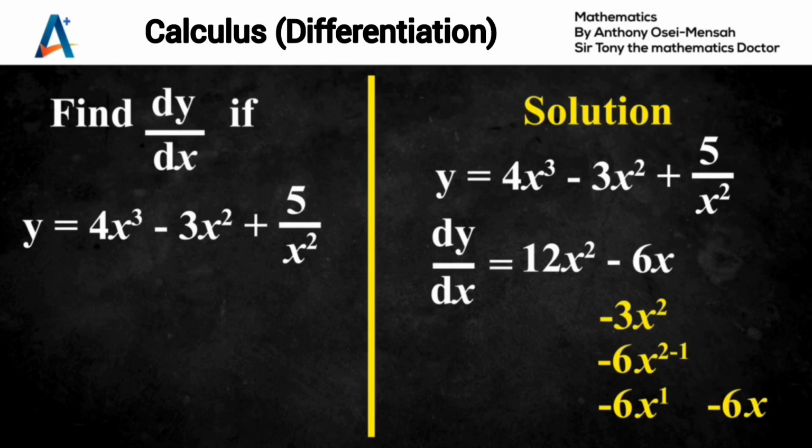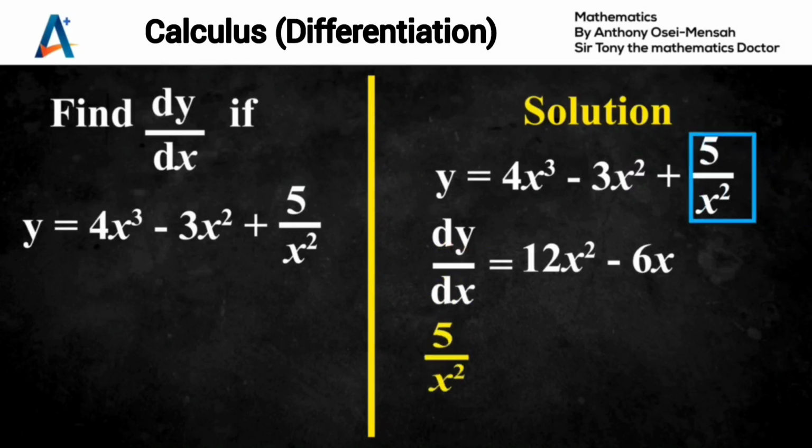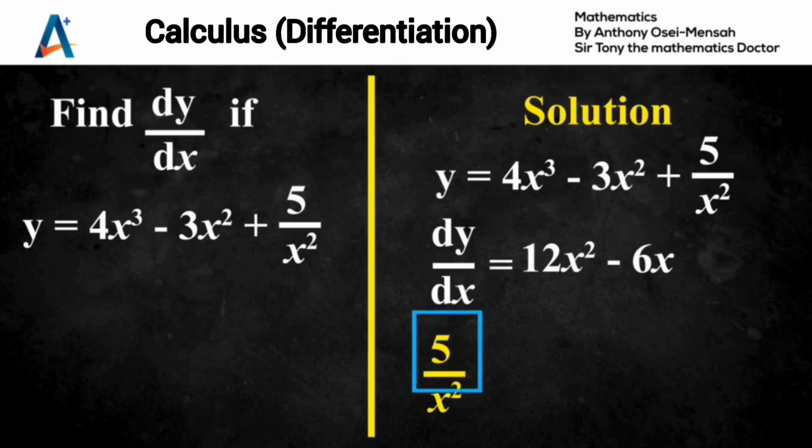So let's bring it minus 6x. We will now differentiate the final term, which is 5 divided by x squared. It is a positive number, so we don't actually consider the positive sign. So let's differentiate this fraction.